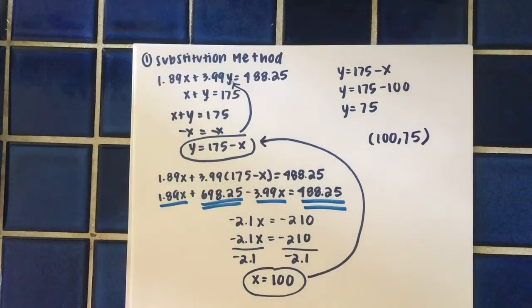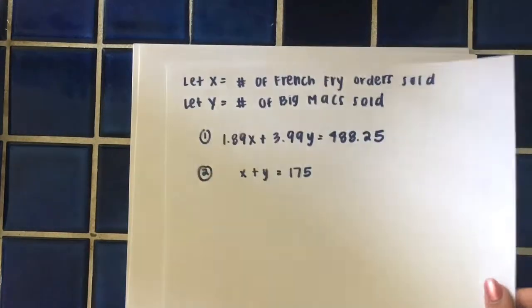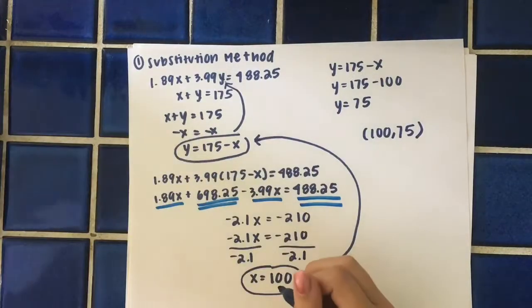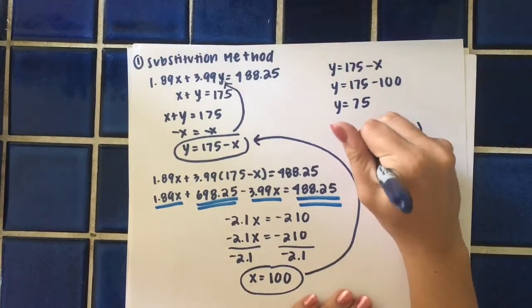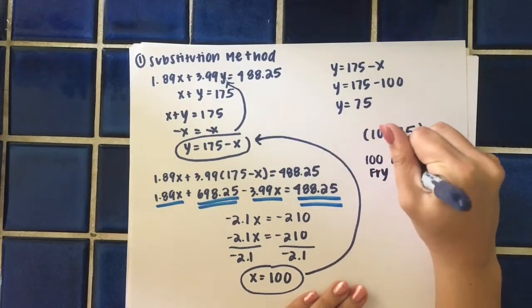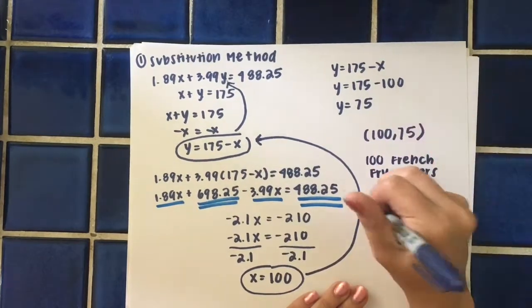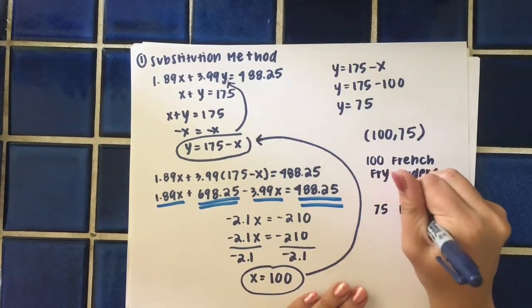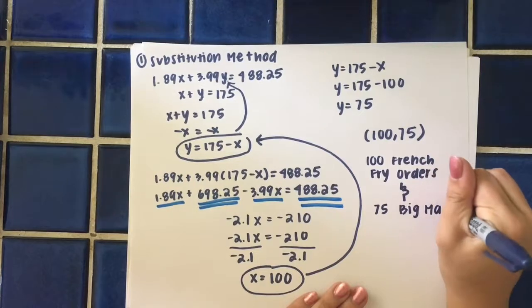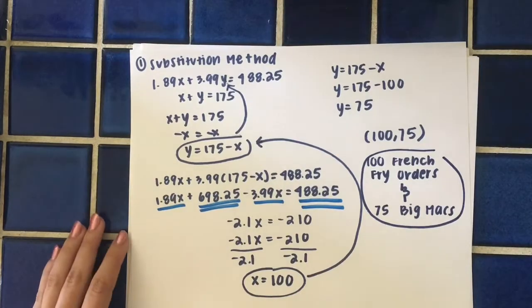100, 75. And if we go back to our let statements, x is the number of French fry orders sold, and y is the number of Big Macs sold. So we know that x equals 100, so that means there were 100 French fry orders, and we know that y is 75, so there were 75 Big Macs that you sold. Perfect. So there you go.